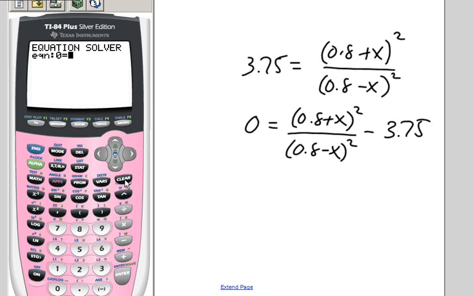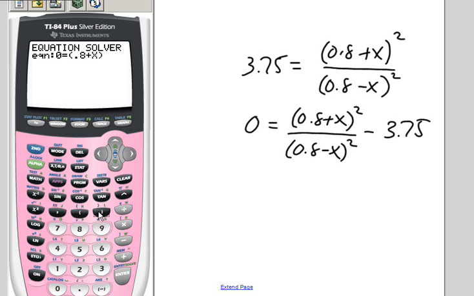The brackets are going to be important, so open a bracket, 0.8. Now the actual significant digits were 0.800, but your calculator is going to treat 0.8 and 0.800 the same way, right? So personally, I don't waste my time on the calculator putting in those zeros. 0.8 plus, and your X button, you remember, is right beside the alpha, the green button. It says X, T, theta, n, so press that for X.